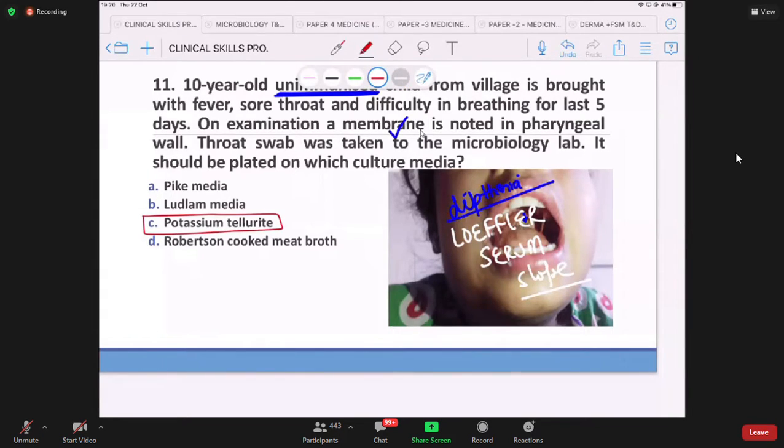You can obviously rule out the other options. Robertson cooked meat broth is for anaerobic organisms, so obviously can be ruled out. Ludlam's media is something that you read with Staph aureus, so can be ruled out. Pike's media is what you read with Streptococcus, so that can be ruled out.